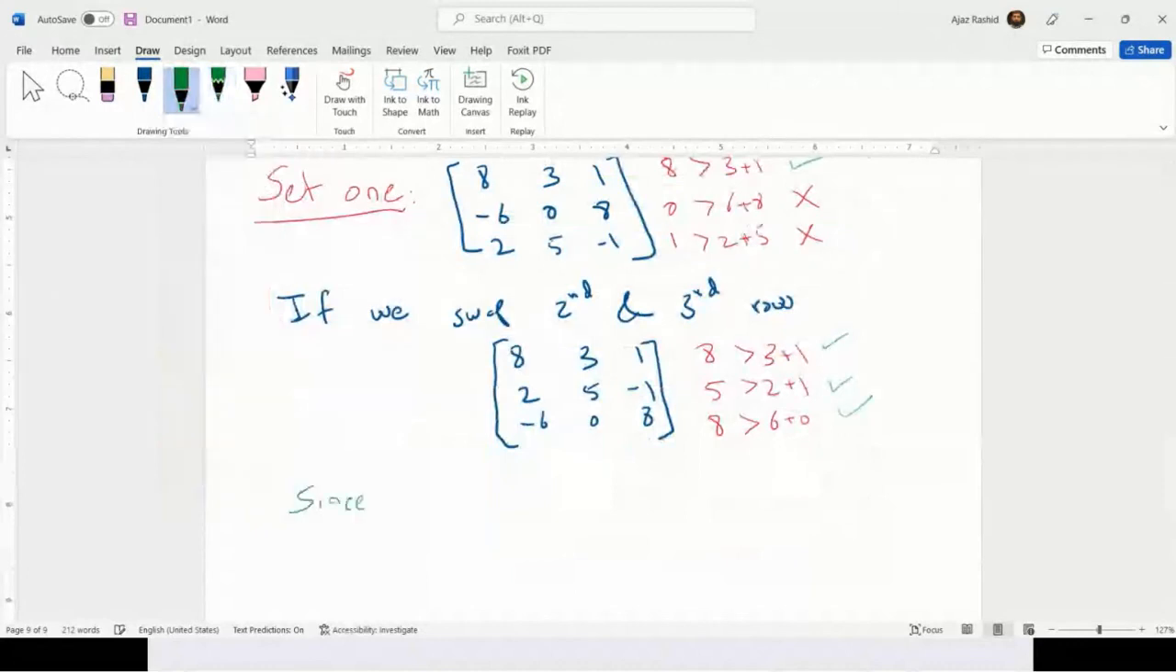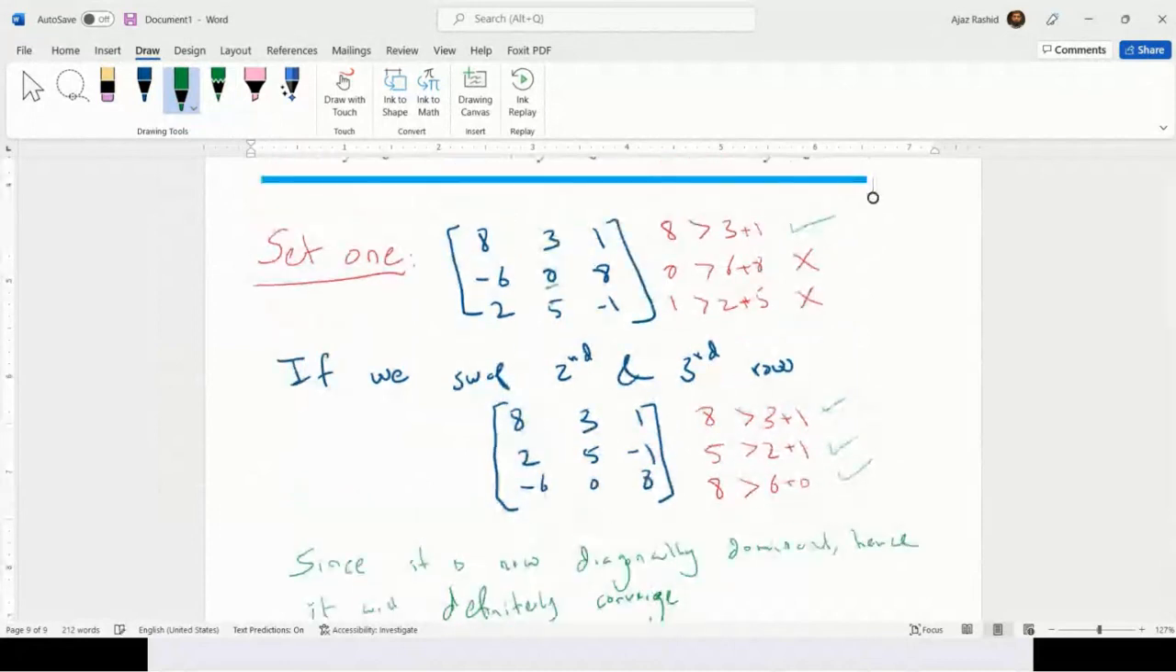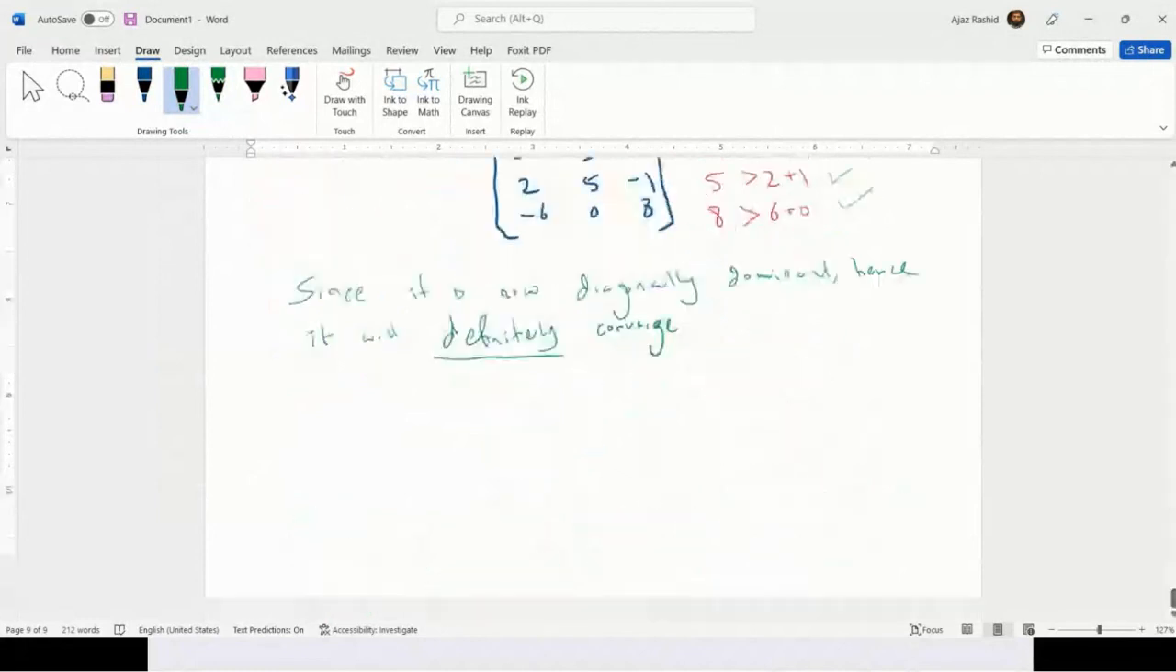since it is now diagonally dominant, hence it will definitely converge. Okay, so here, of course, you can see that in the original order, you are going to be dividing by 0. So that one is definitely diverging. There is no way out of it.